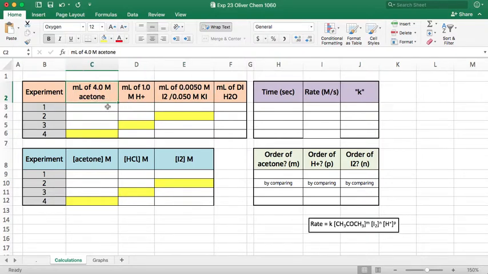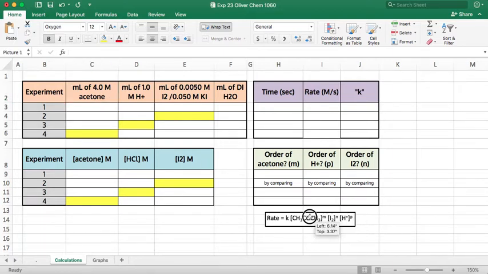So we're trying to see if we double something, does that double the rate or not? Because if we double the concentration of the acetone, it doesn't really matter because he's already the fastest guy. Maybe, it's just an example.